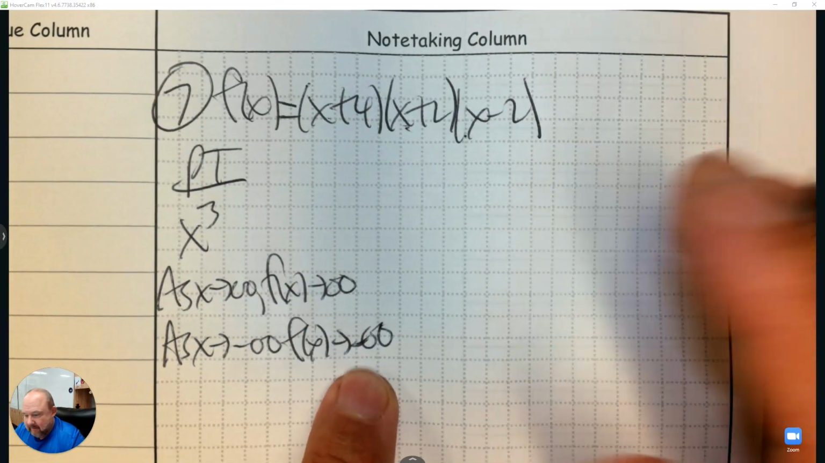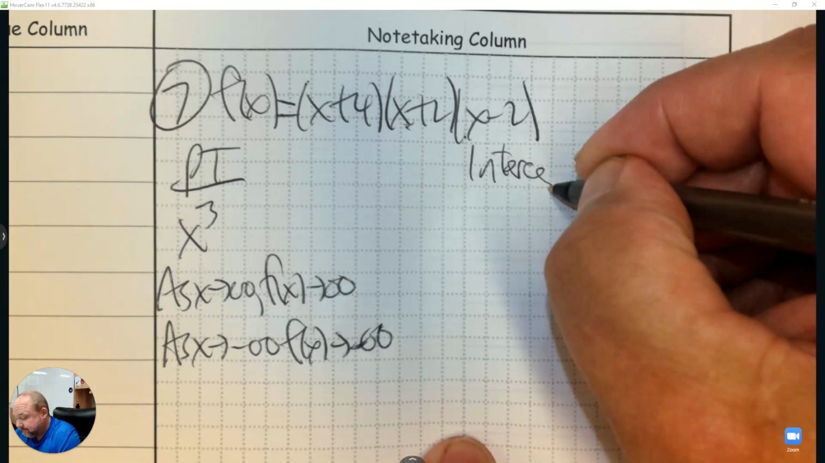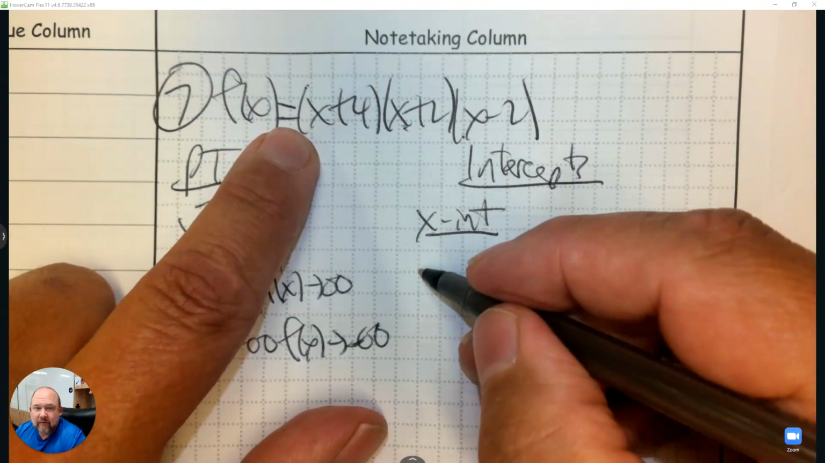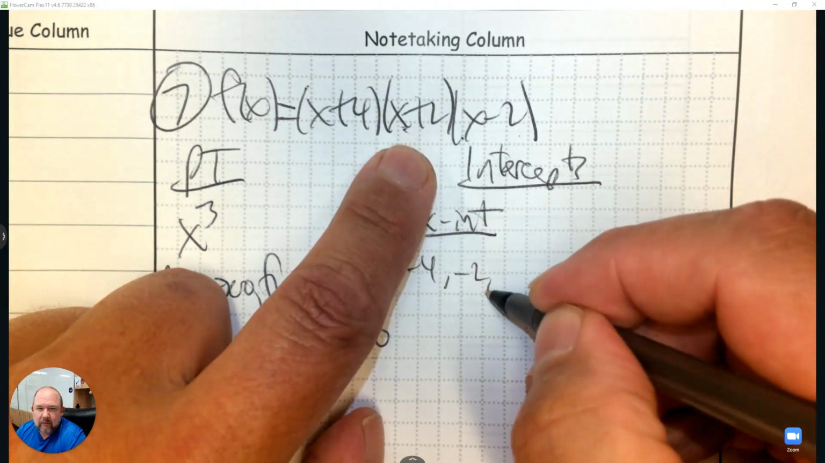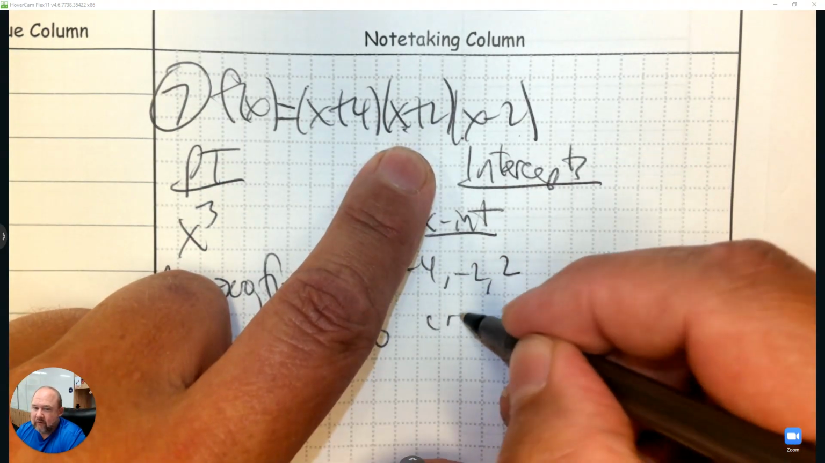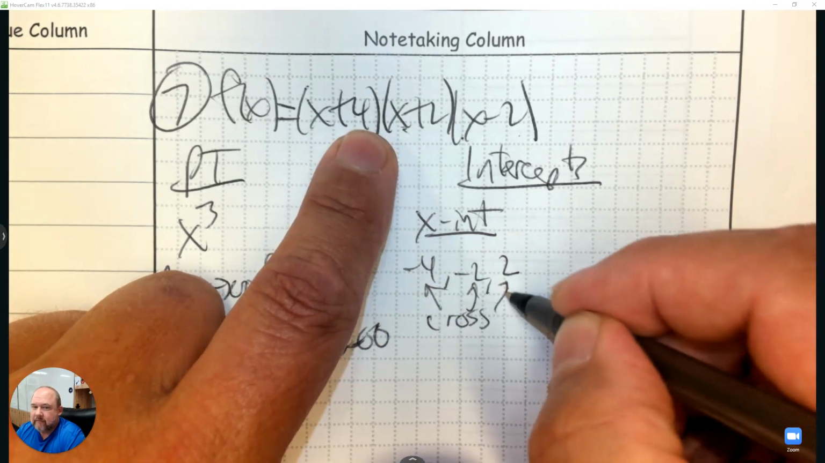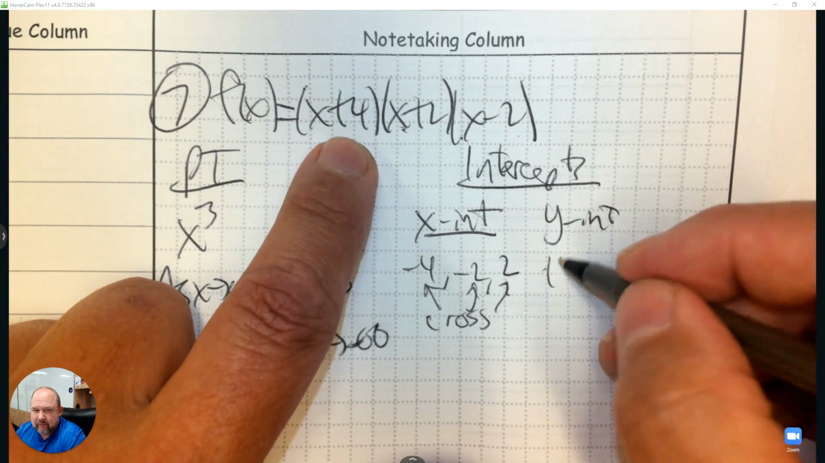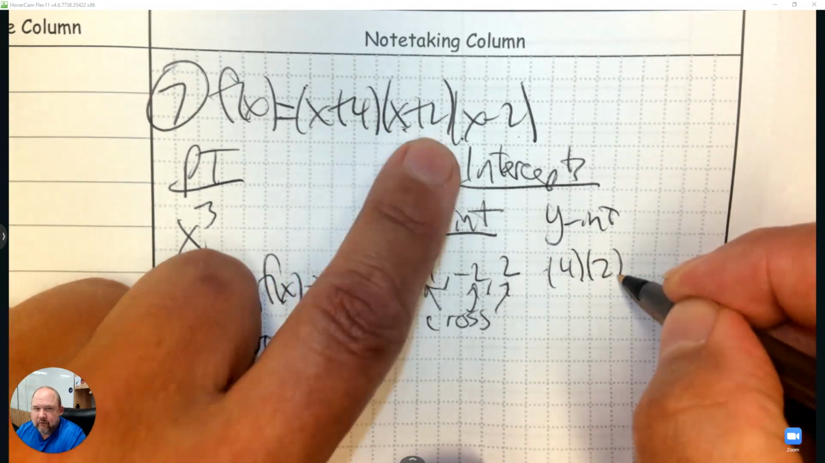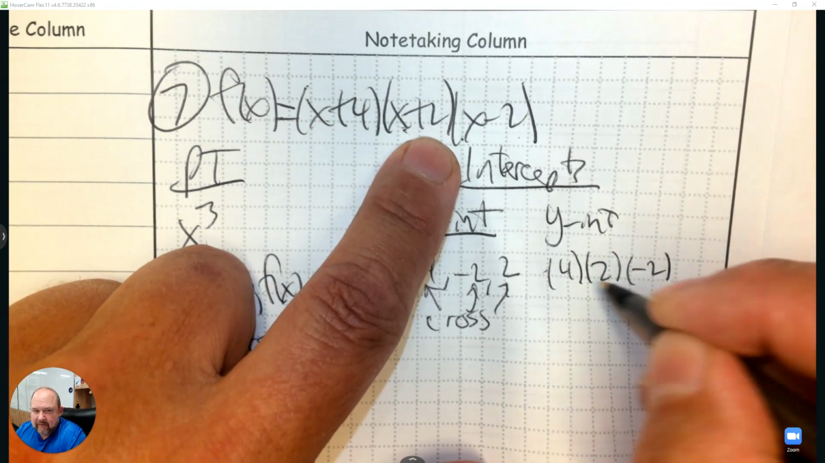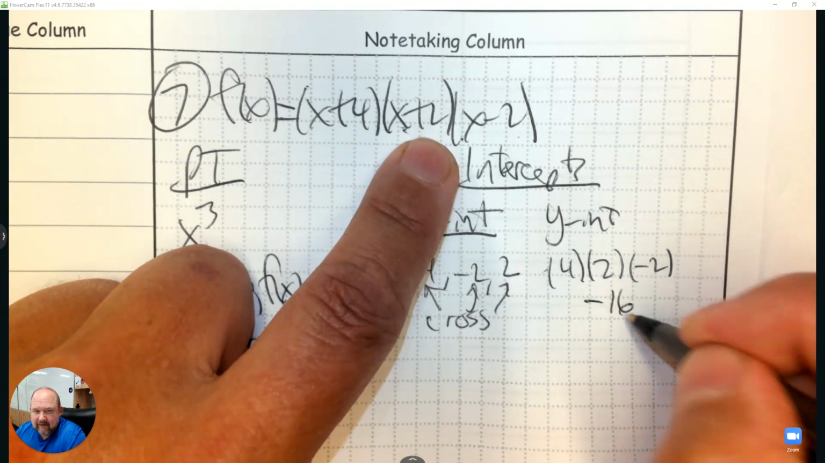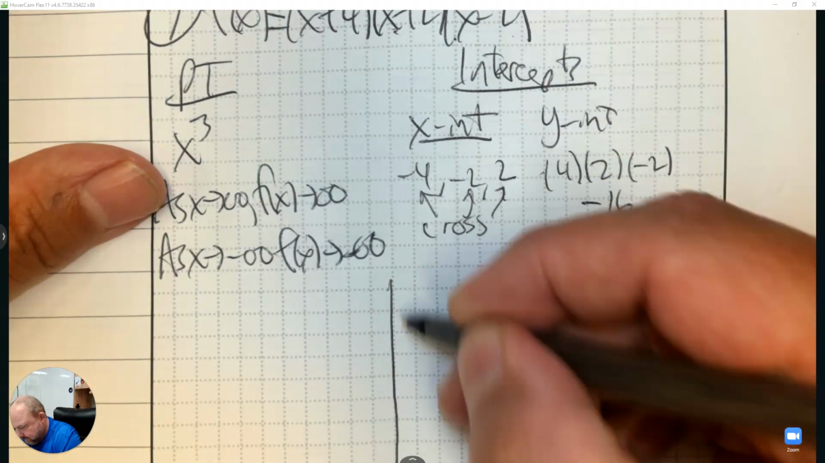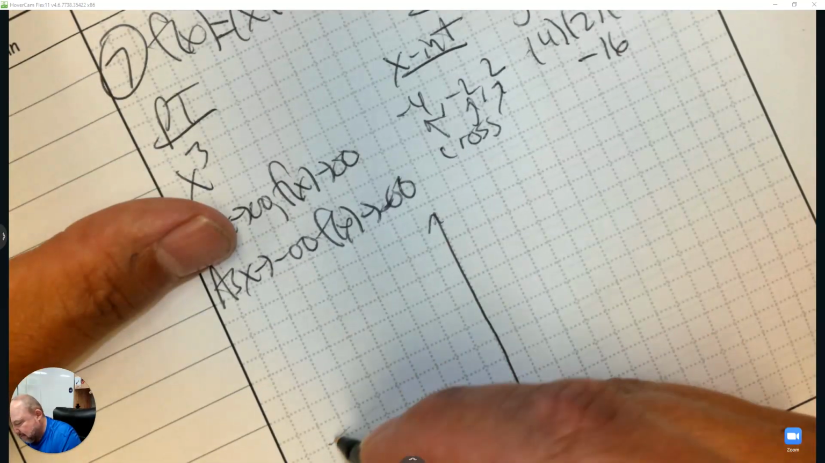So the right end up, left end down, intercepts. So our x-intercepts are at -4, -2, and +2. They all are odd exponents, so all of them are going to cross. The y-intercept, if I plug in 0, 0 plus 4, 0 plus 2, 0 take away 2, 8 times -2, that's -16. I'm going to make the scale better for me.